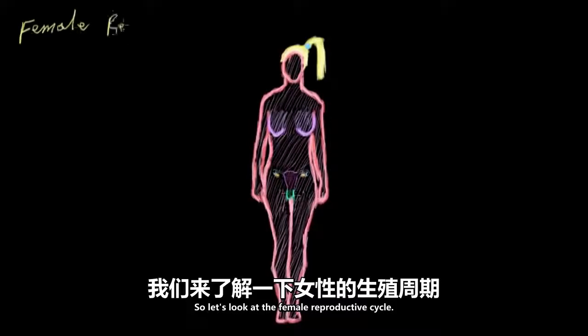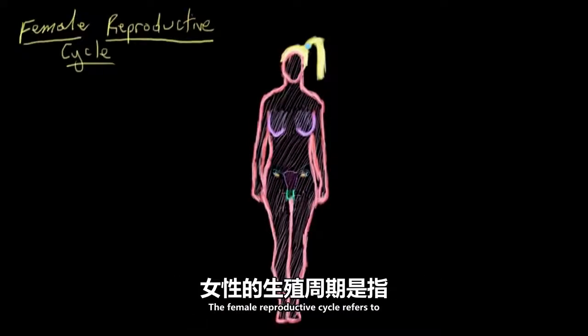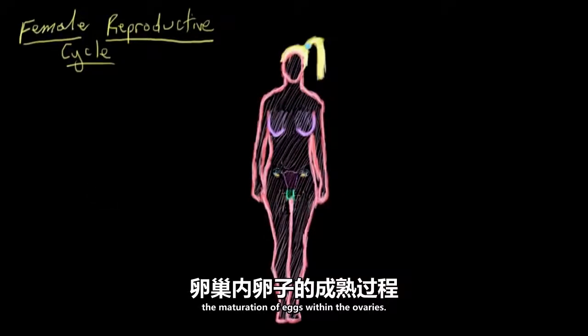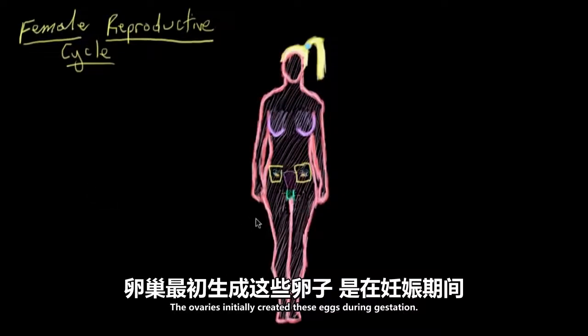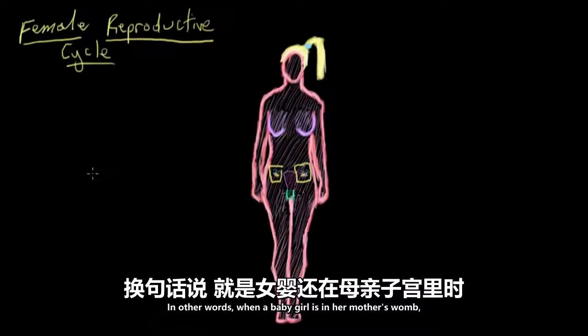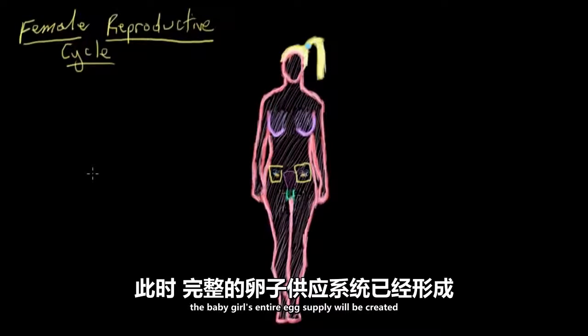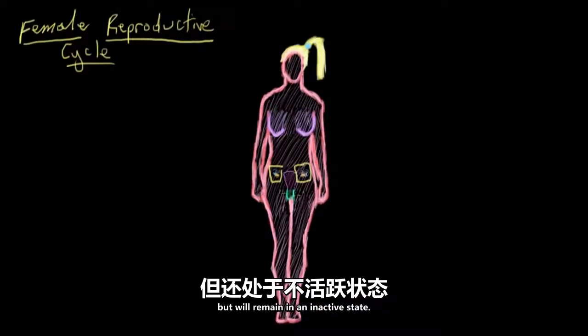So let's look at the female reproductive cycle. The female reproductive cycle refers to the maturation of eggs within the ovaries. The ovaries initially created these eggs during gestation. In other words, when a baby girl is in her mother's womb, the baby girl's entire egg supply will be created, but will remain in an inactive state.